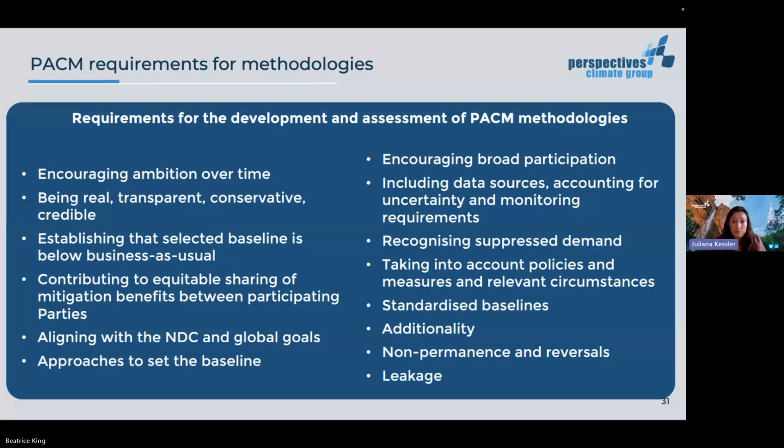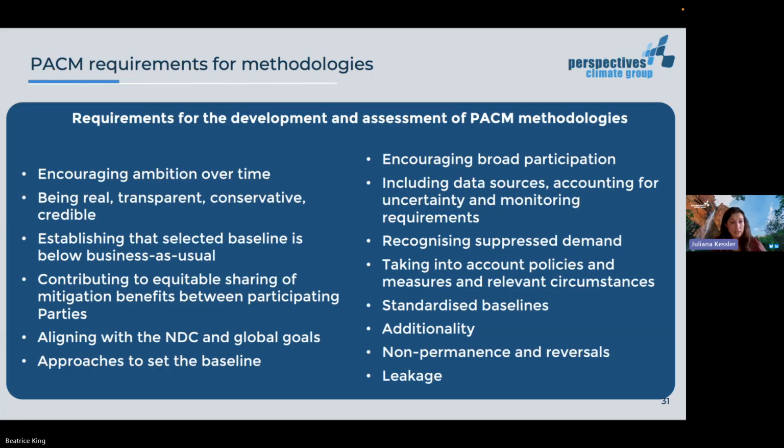Methodologies need to encourage broad participation, include data sources and accounting for uncertainty and monitoring requirements. There is also recognition for suppressed demand possible, same as in the clean development mechanism, basically. And then what also needs to be taken into account are policies and measures and relevant circumstances. There is this option to develop standardized baselines.